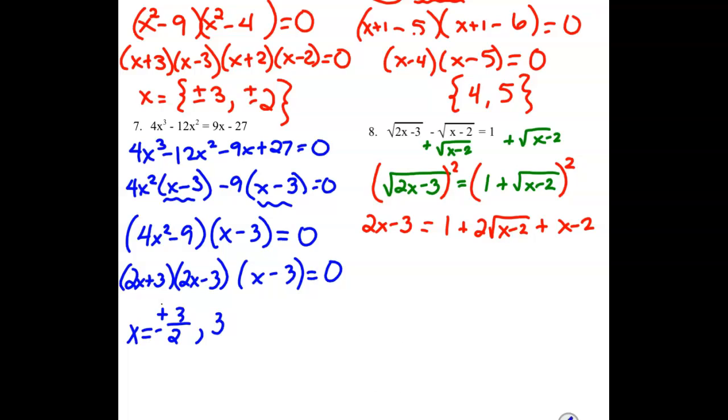All right, let's clean that up a little bit. We've got a 1 and a negative 2, so that's negative 1. We've got an x, and we've got these 2 square roots of x minus 2. Anything that doesn't have a square root on it should get moved to the other side. So I'm going to add a 1. I'm going to subtract an x.